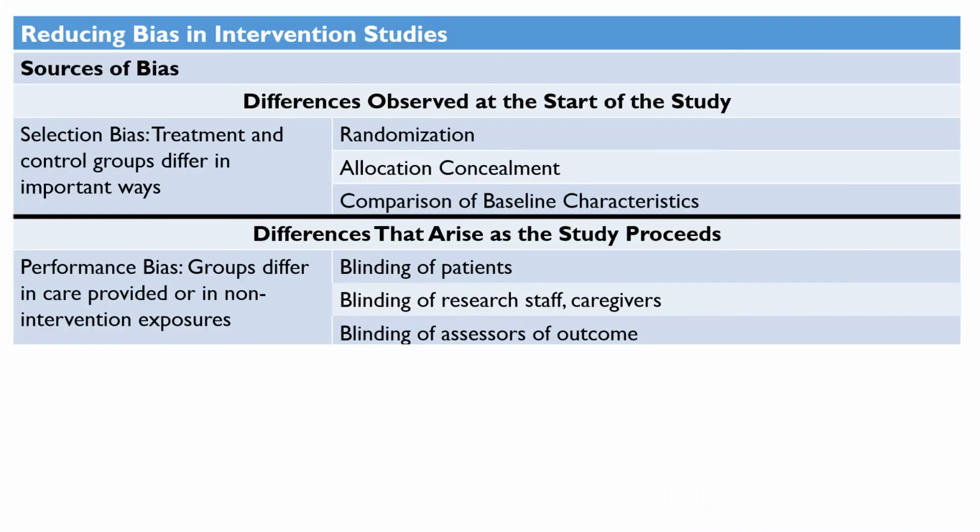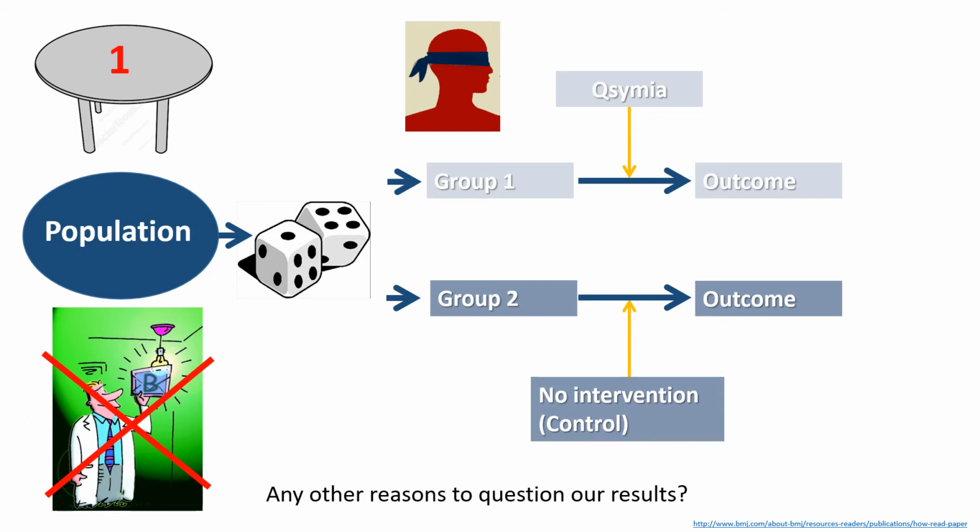on controls. All right, so again, to summarize, differences observed at the start of the study: a selection bias. Another source of bias or difference that arises as the study proceeds is performance bias, and you deal with this through blinding. So now we've done everything here. We've randomized, concealed allocation, we've looked at our table 1, everything's balanced, we've blinded everyone we can. And now, are there any reasons to question our results? Do we feel confident that the outcome we see related to cassimia is just due to cassimia and nothing else?